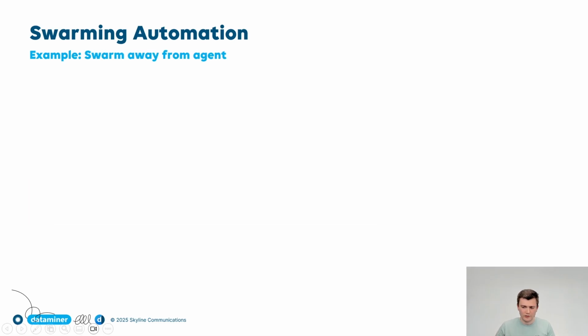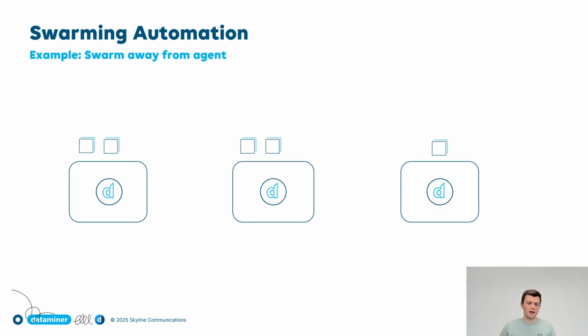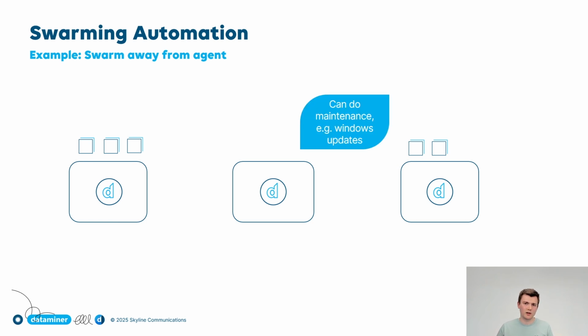Then there is a second important use case, and that's swarming away from an agent. So let's say you have a balanced setup and you actually want to empty out one agent. Let's say the middle one, you move everything away. Now, why would you do this? There is an important use case, and that is you want to bring one of the agents down without impacting operations. So in this case, you could bring the middle DataMiner offline without impacting any existing functionality.